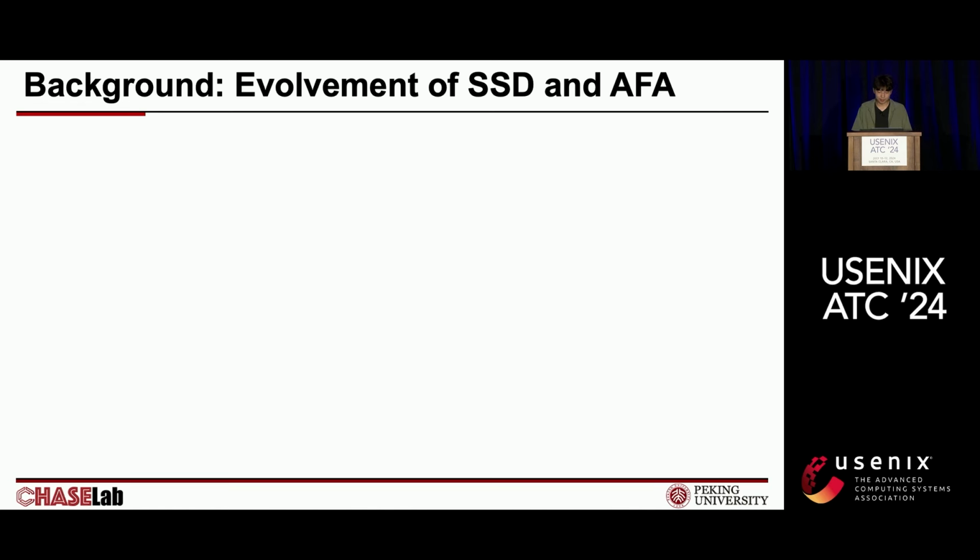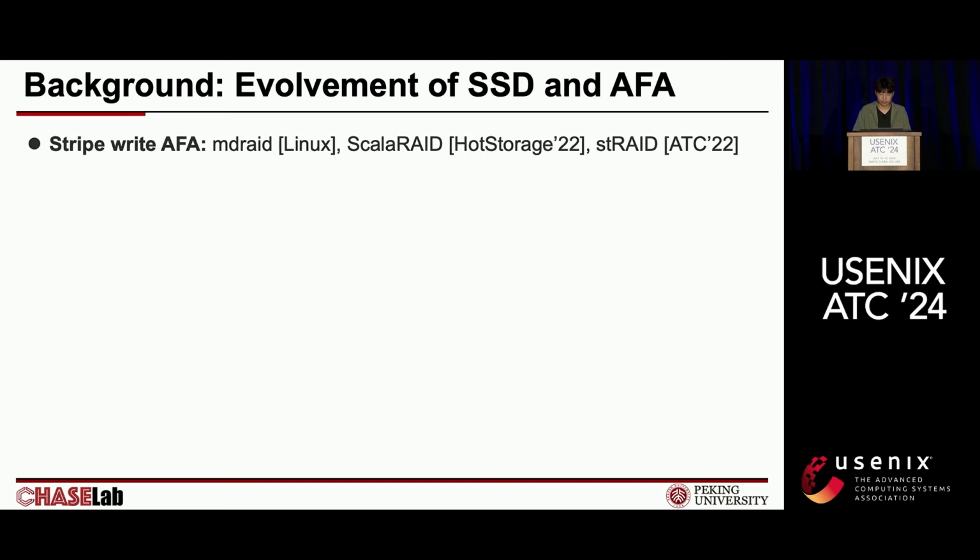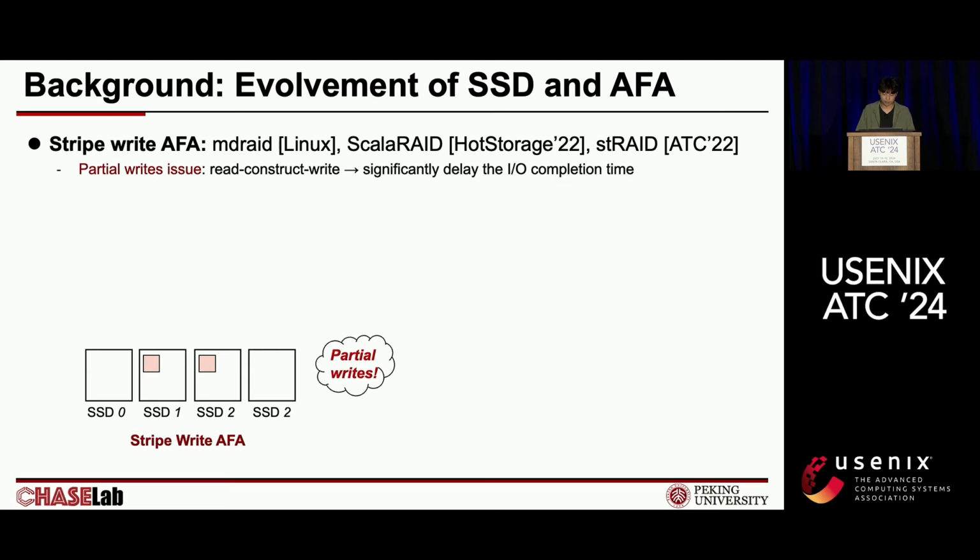Considerable efforts have been expended to make AFA more practical. We classify them into two types, strip write and two-phase write, based on how data is written to SSDs. Strip write AFA, such as MDRAID, the default AFA engine in the Linux kernel, has been widely used since decades ago. However, it suffers from the partial write issue.